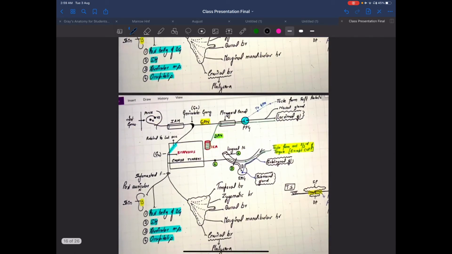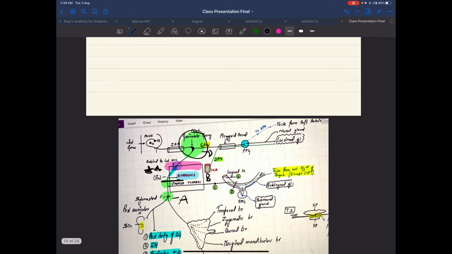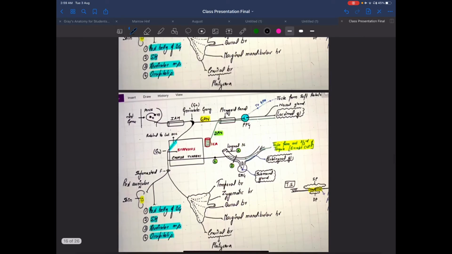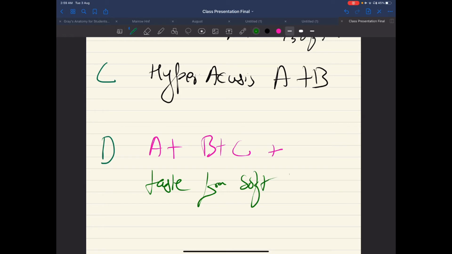Now let's go a little bit more up to point D, which is your injury at the level of the geniculate ganglion. Everything will be the same up to point C: A plus B plus C. Plus, what will be special? As I've already told you, it carries sensory taste sensations from the soft palate. So your taste from the soft palate will be lost.